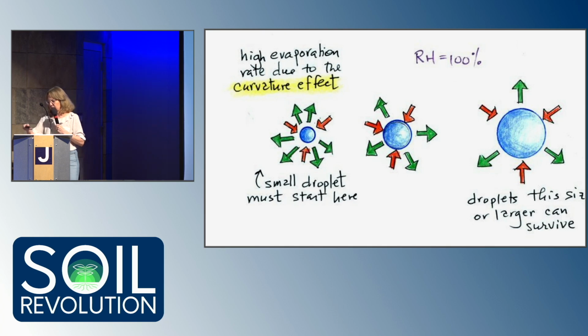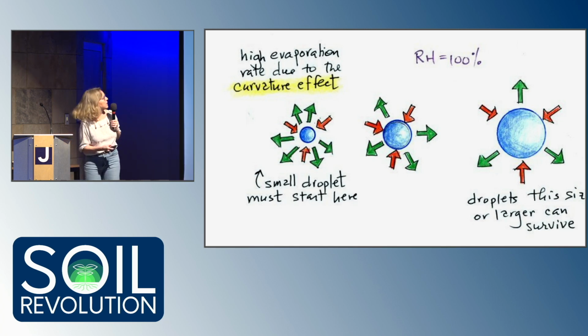So again, this is that idea of the curvature effect, right? The droplets that are bigger can survive. The smaller droplets start off, and it's just harder because of the curvature for them to keep attracting more water molecules.